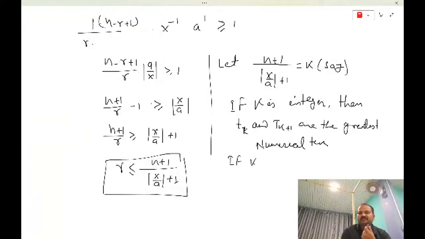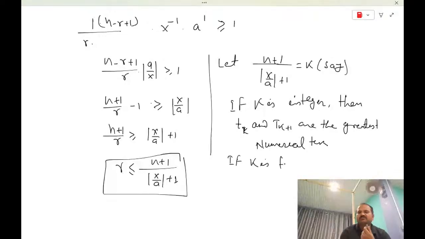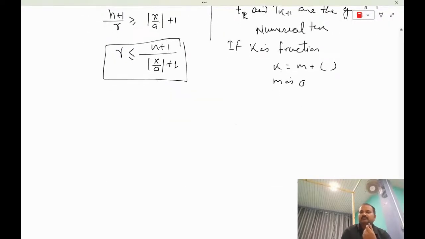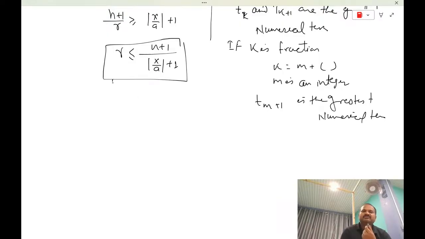Or in that case, if k is not an integer or is a fraction, so k will have some value like m plus a fraction. Okay, so let us say m is an integer, so its greatest term will be t_(m+1). t_(m+1) is the greatest numerical term. So these are the conditions for the greatest numerical term.